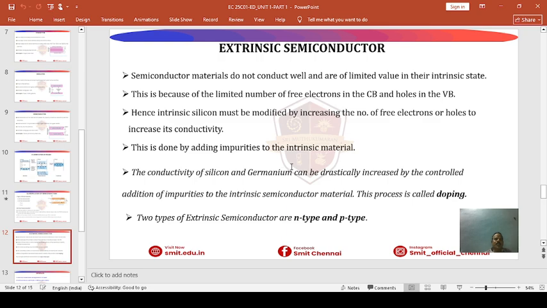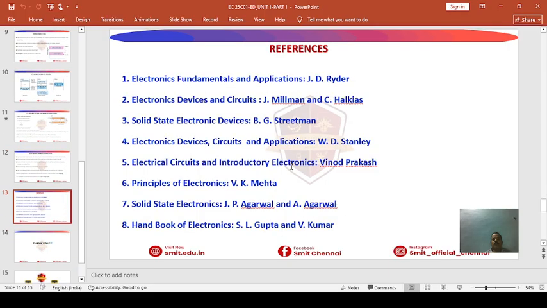The extrinsic semiconductor can be of either type, N type or P type. If you add N type impurities, it will become an N type semiconductor. If you add P type impurities, it will become a P type semiconductor. Examples are impurities like arsenic and antimony for N type, and for P type, gallium and indium.